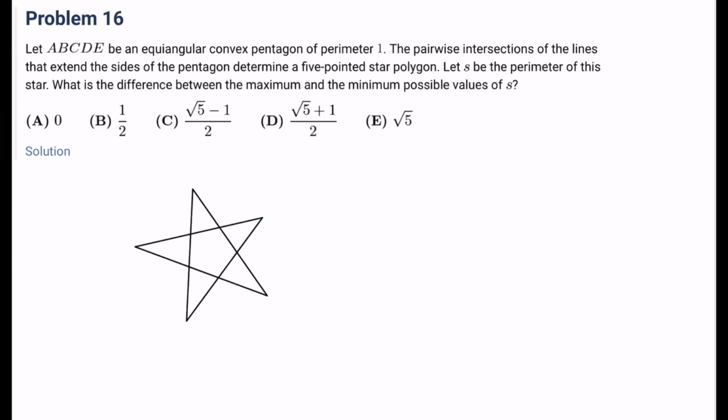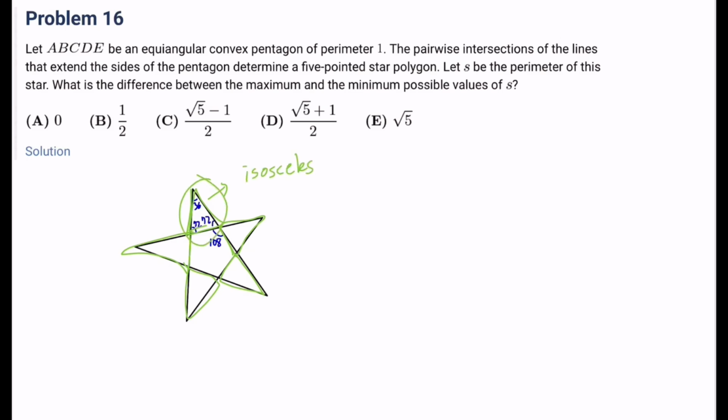We can look at the center pentagon, and that also has to be equiangular. So this is going to be 108 degrees also. And that means that this is all going to be 72 degrees, so this must be 72 degrees. Therefore, this must also be 36 degrees. That means all of the triangles that stick out like that, all of those triangles are isosceles triangles.